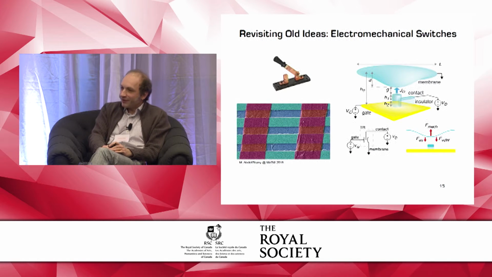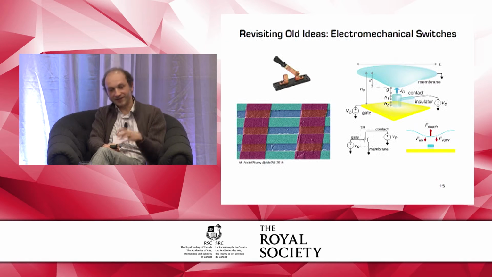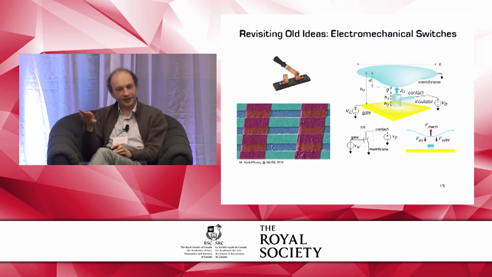And I should also say that 2D materials offer us other avenues to revisit old ideas. So why not make an electromechanical switch out of a single layer of atoms? So in the bottom left, you see a false color image produced by a scanning electron microscope of a monolayer of graphene, actually two strips of monolayer graphene that are suspended above trenches.